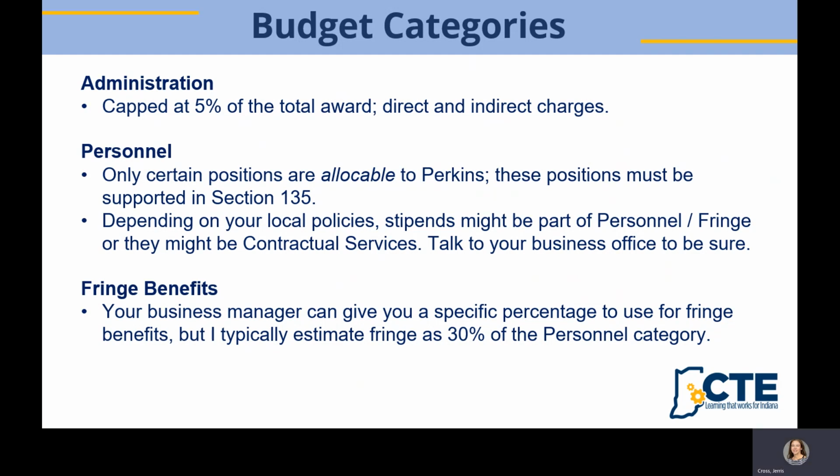Only certain positions are allowable to Perkins through Section 135, and those would be charged to personnel. Depending on your local policies, stipends might be personnel or fringe benefits, or they might be contractual services. Talk to your business office or business manager to be sure. Your business manager can give you a specific percentage to use for fringe benefits, but I typically estimate fringe as 30% of the personnel category. So if I charge $10,000 to personnel, I'm going to allocate about $3,000 to fringe.